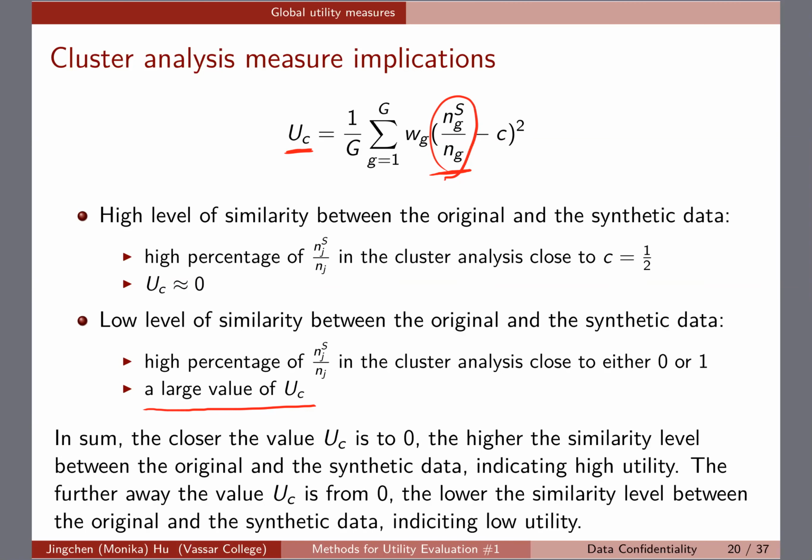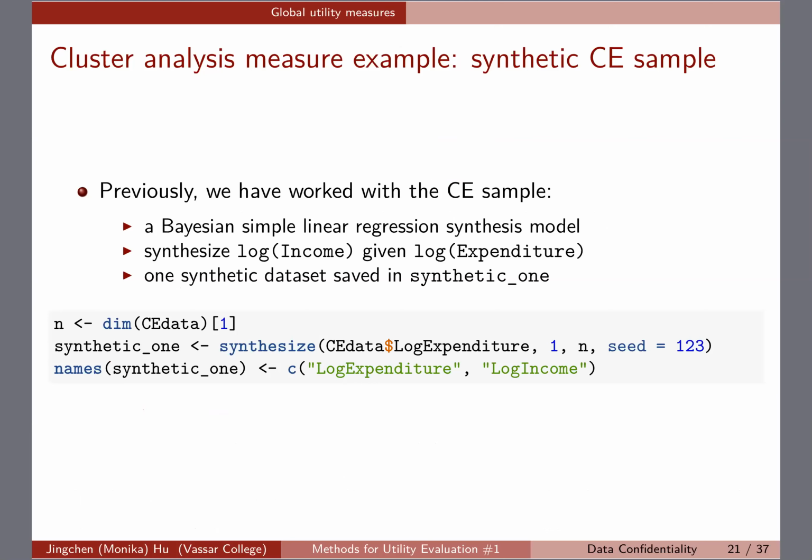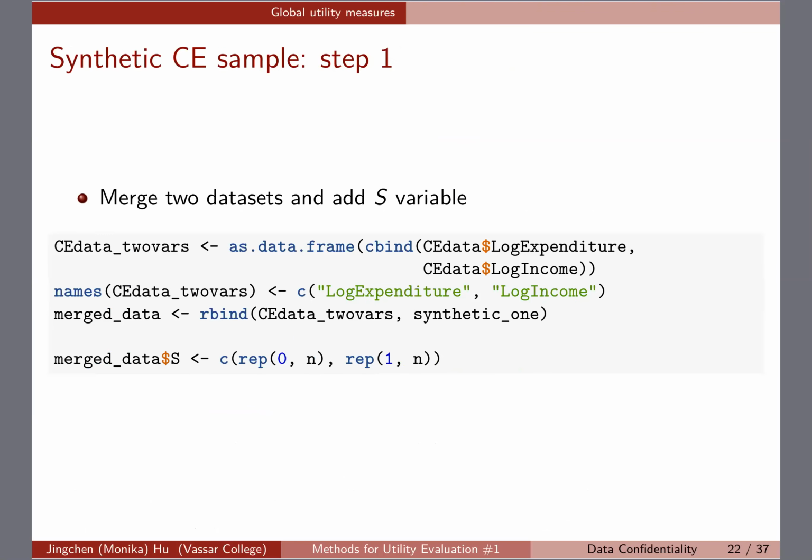So to do it in action, I came up with something, but I'm sure people might have other algorithms to do this. Once I introduce what I did, we can hear from you. Again, we are using the C sample. It's synthetic data with log expenditure unsynthesized and log income synthesized. So now you know this is partial synthesis. And step 1, do the merge and then add the additional variable.